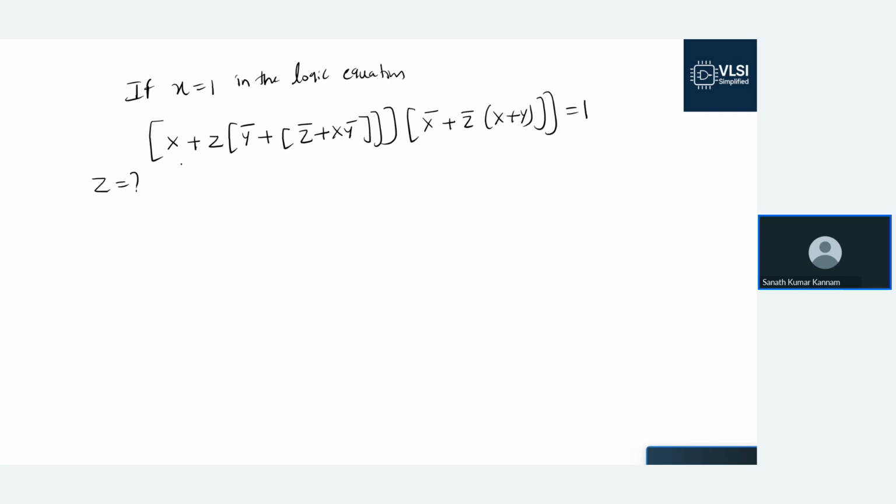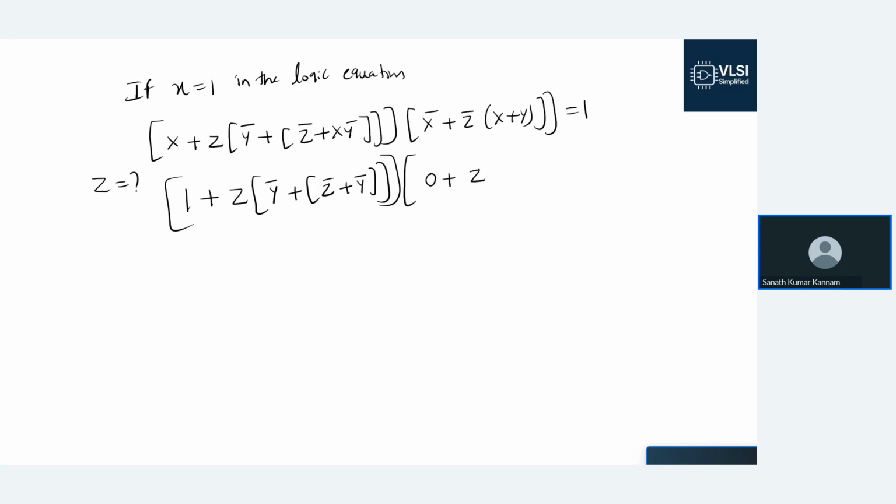Okay. So if you apply x equal to 1 in this above expression, 1 or z y bar or z bar or y bar. Okay. And next here, this is one, nothing but 0.